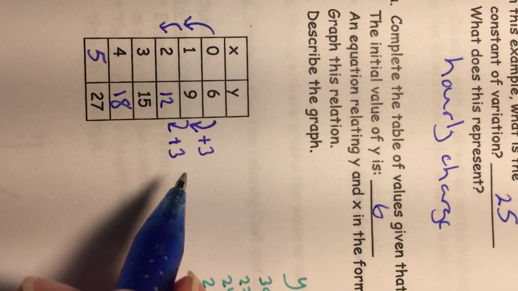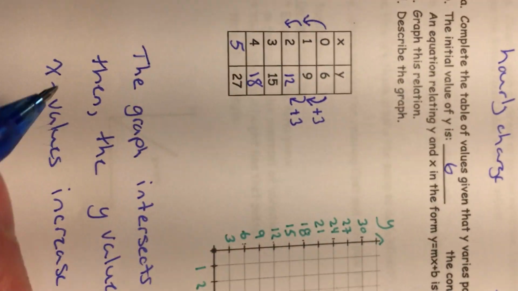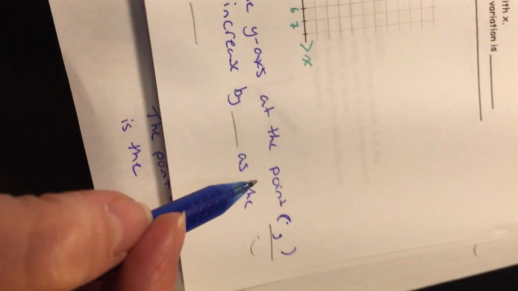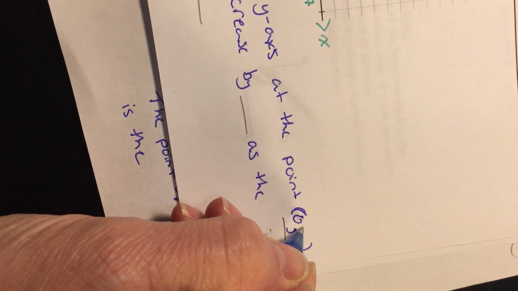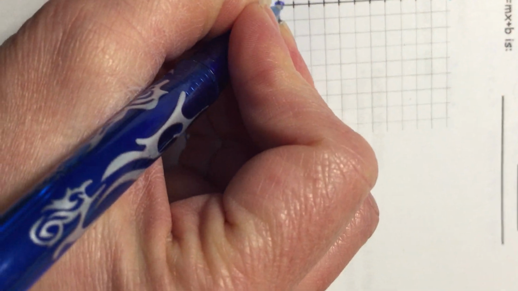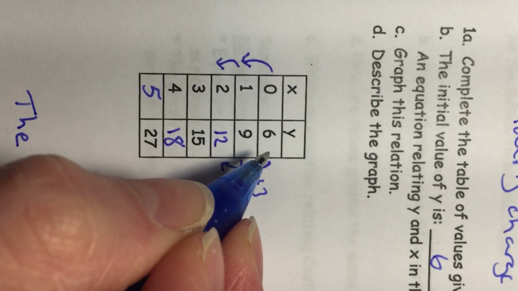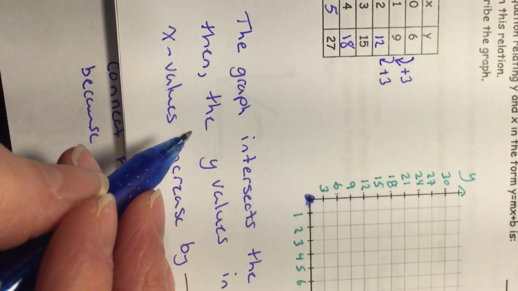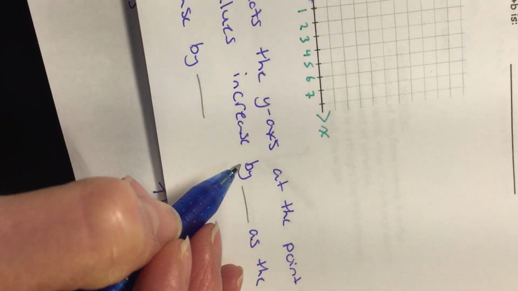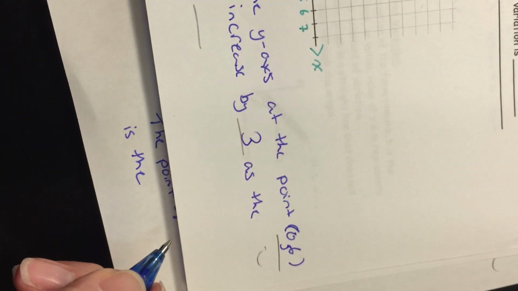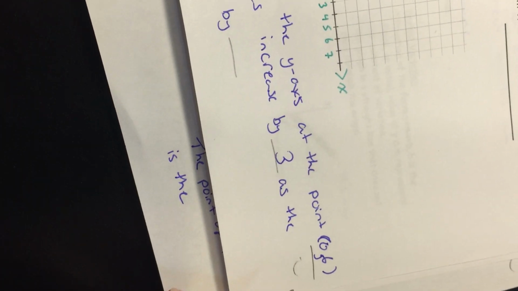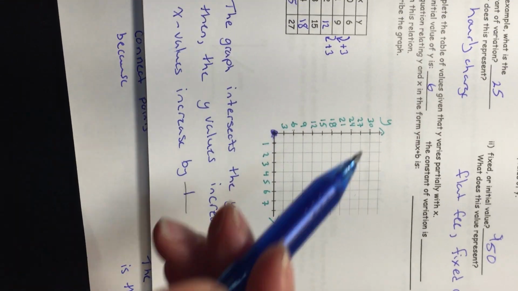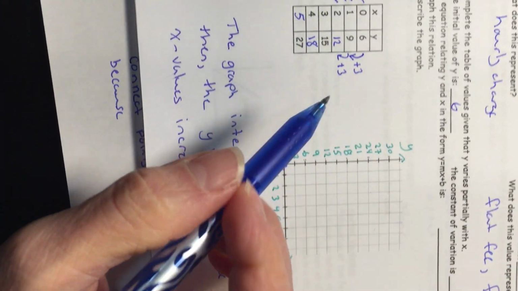We know that we are starting with the graph, which starts at the point 0, 6. 0, 6 is the first point on our graph. And we know after that, the y values are going to increase by 3 as the x values increase by 1. So every time this goes up by 1, this goes up by 3.